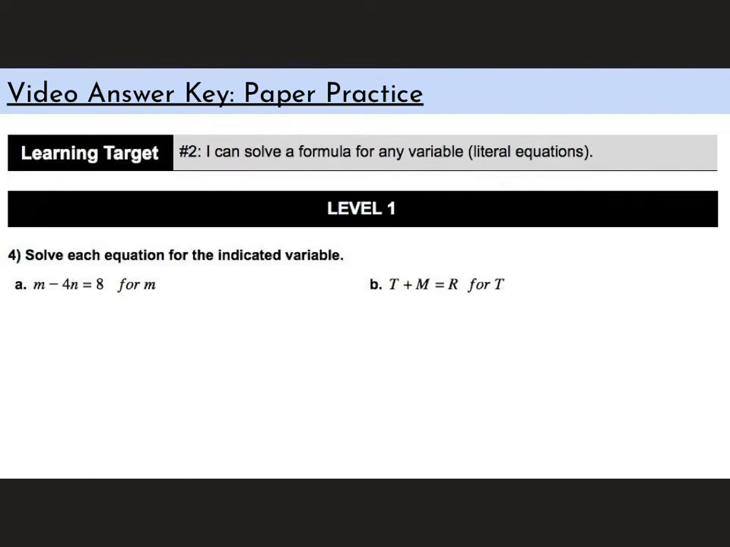All right, on to our second learning target, which is literal equations. So as we solve this first one, we're trying to get m by itself. I'm going to circle m here.